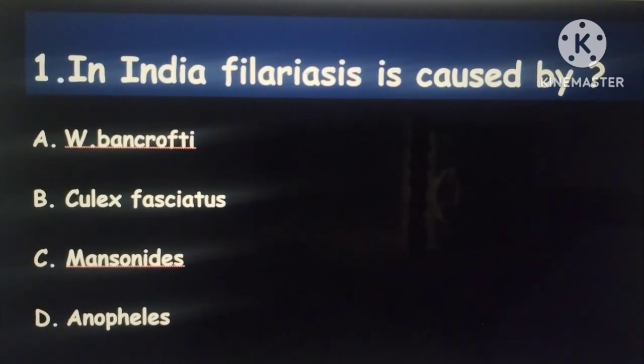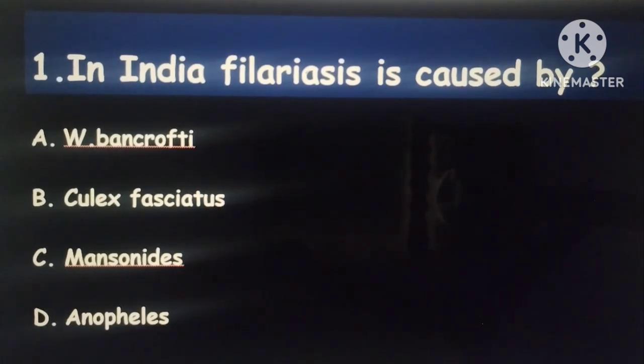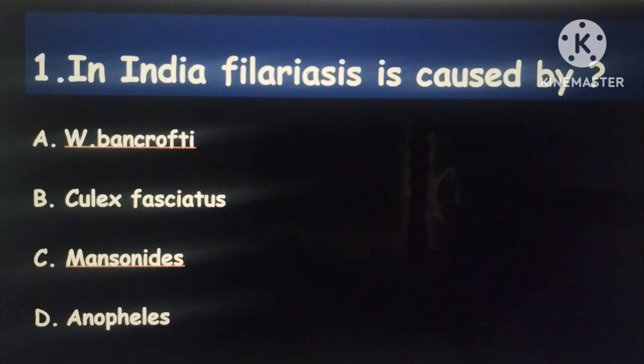So here the first question is, in India filariasis is caused by. The options given here are Wuchereria bancrofti, Culex, Mansonoides and Anopheles. Okay, so here the question they have asked is caused by. So since it is caused by, here the option is A, that is Wuchereria bancrofti. Suppose if they have given transmitted, okay, then you can think of the Culex.